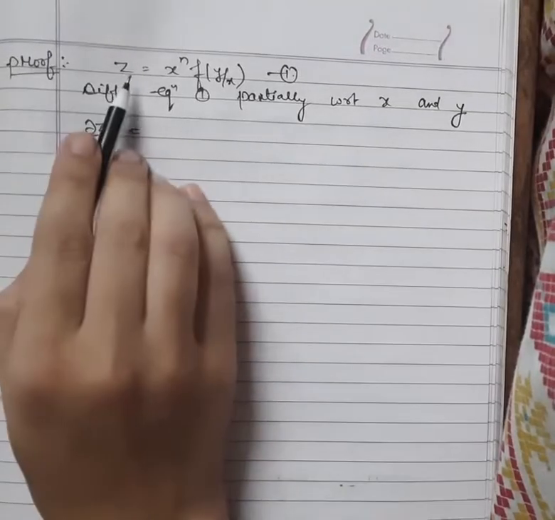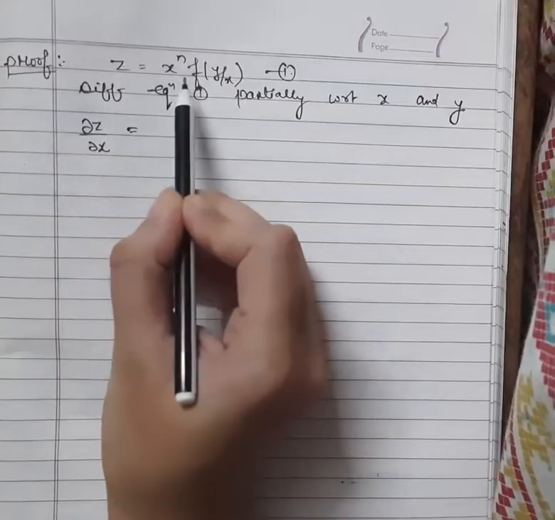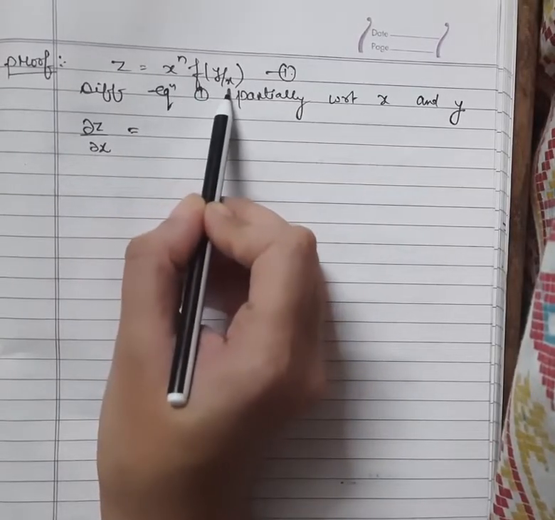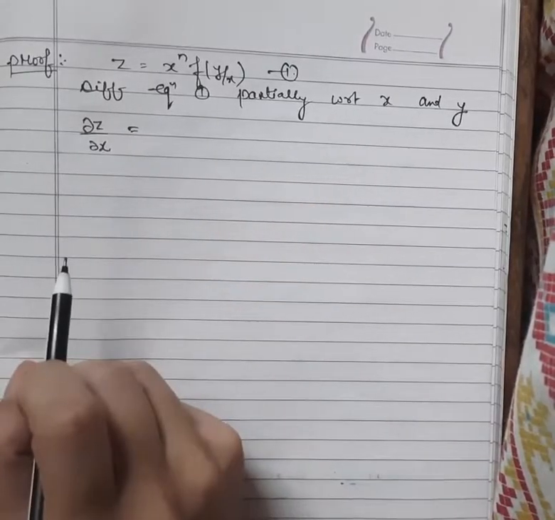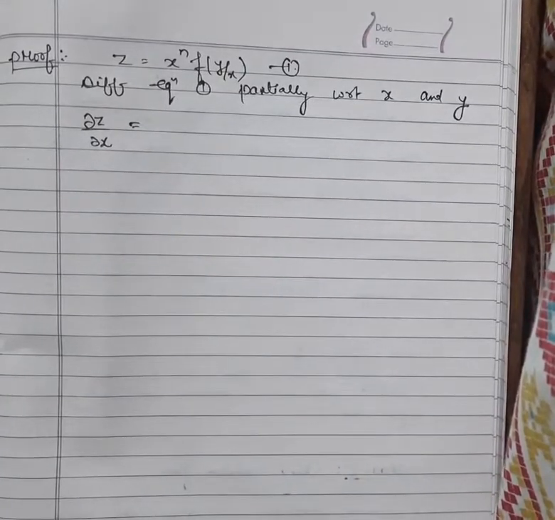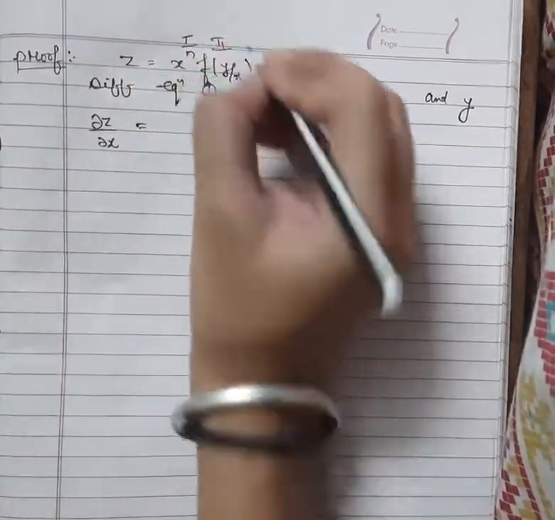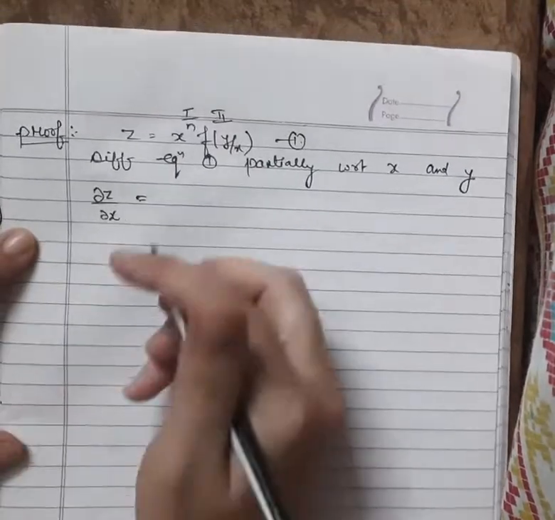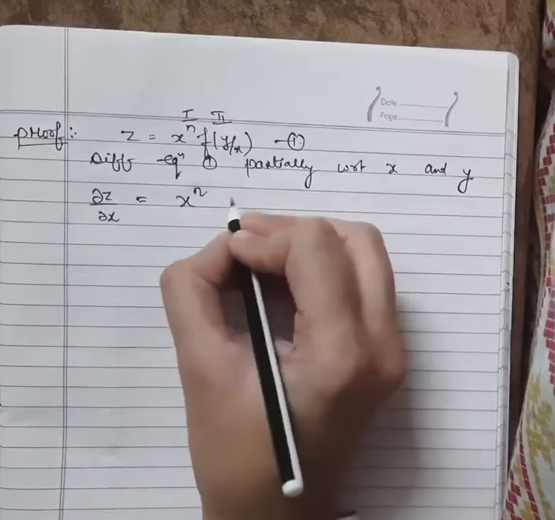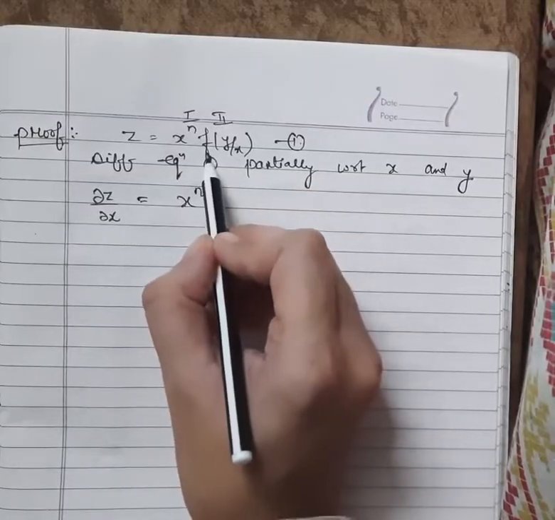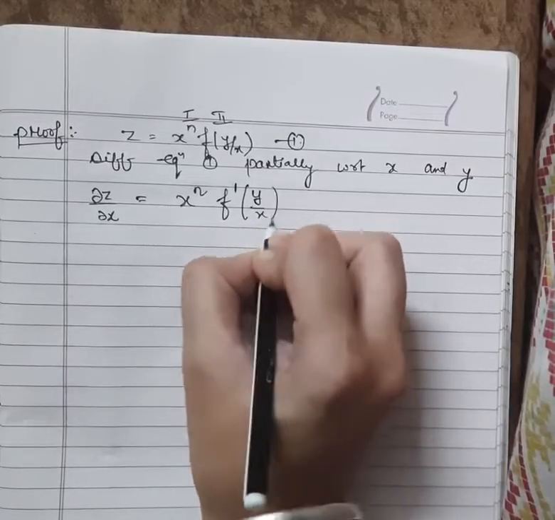So given z is a homogeneous function of degree n, so by definition z can be expressed as x raised to power n function of y upon x, equation number 1. Now I will differentiate this equation partially with respect to x and y, first curl z by curl x. To solve that, we will apply product rule here. First function as it is, x raised to power n, times derivative of the second function, that is derivative of f. Derivative of f will be f dash y upon x.